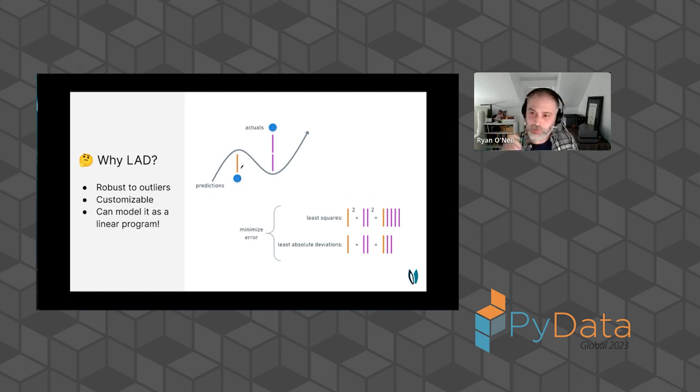Yes, LAD is equivalent to the L1 norm. That's exactly correct. Yep. You're just essentially, instead of squaring these lines, you're just summing them up. It's like how far away is it?